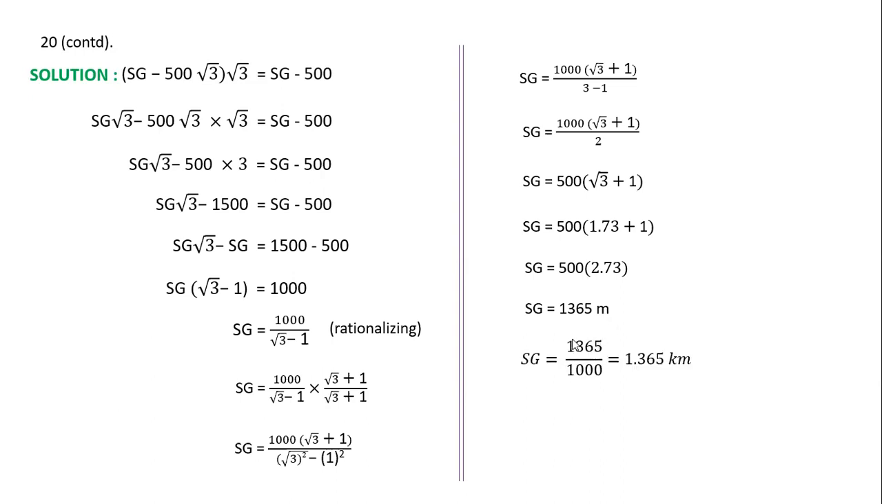SG is equal to 1365 upon 1000, that is 1.365 kilometers. So the height of the mountain is 1.365 kilometers. That is the height of the mountain. Okay. So this is another way of finding the height of the mountain.